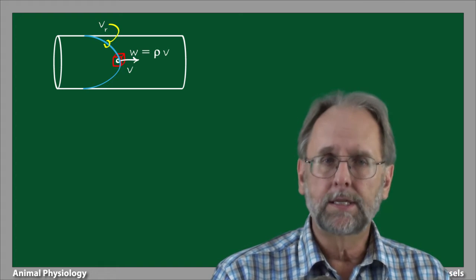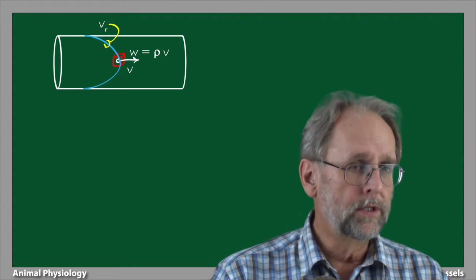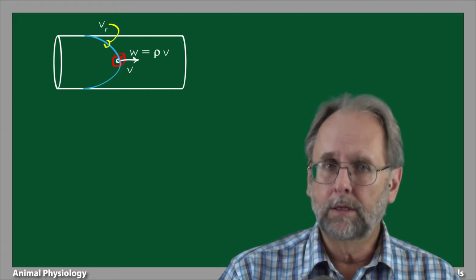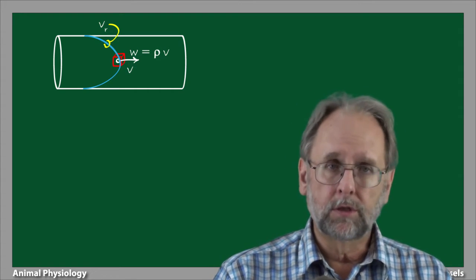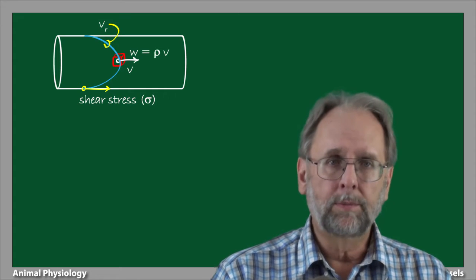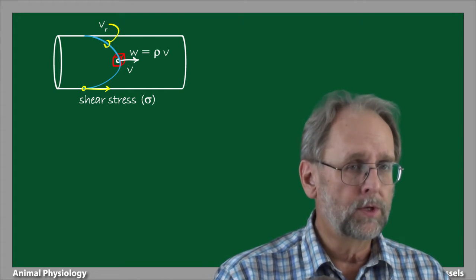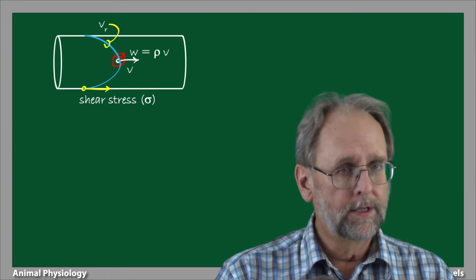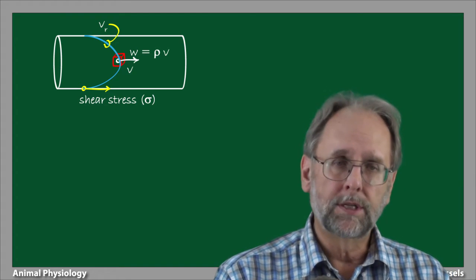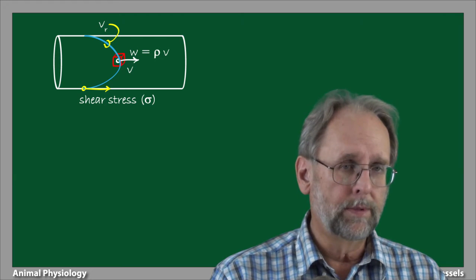Just because the velocity of blood at the vessel wall is zero does not mean that the momentum has gone away, though. Remember that momentum is conserved. How it shows up at the vessel wall is as a force that pulls it in the direction of the blood flow. This is the shear stress, and it's usually symbolized with the Greek letter sigma.